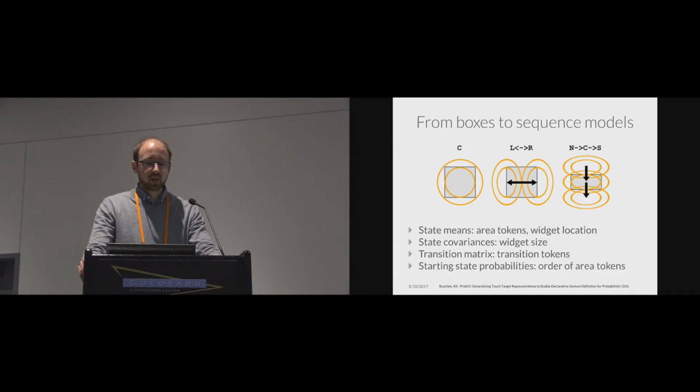We also need to describe the likelihood of starting at each state, and that's basically the left-hand area, or if there are two-way transitions, then it might also be the last one. So basically the order of the tokens gives us that. Okay, so how can we use that, or how would we use that to develop something?